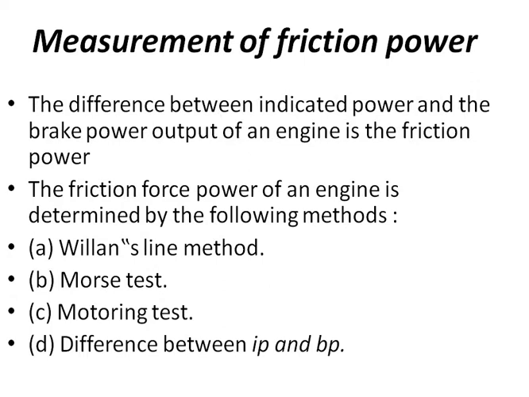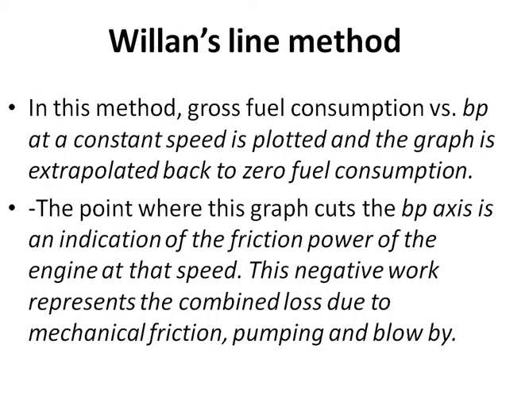This is the measurement of frictional power. The frictional power is defined as the difference between the indicated power and the brake power. The following are the methods used for determining the frictional power: the Willans line test, the Morse test, the motoring test, and the difference between IP and BP. The Willans line method is the method that we adopted in doing the lab calculation in the thermal engineering lab.